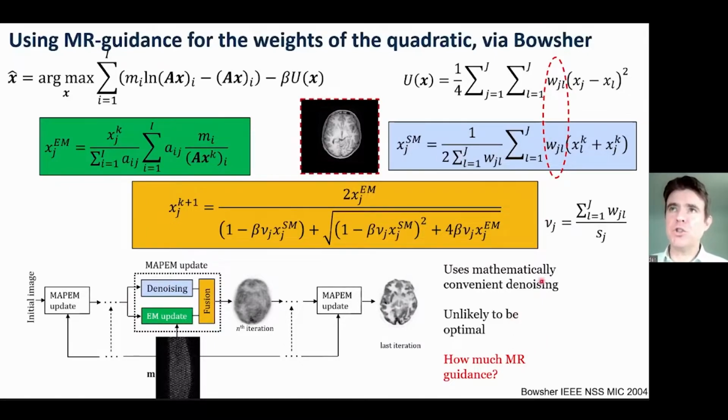But the question here would be how much MR guidance to use, and as pointed out, even for this quadratic prior, that's mathematically convenient, even though that was a challenging problem originally, it's not likely to be optimal. And so this is where deep learning can come in and actually learn what it is that we don't know. I think we're fairly confident with the Poisson noise model and our imaging physics, but when it comes to what prior and penalty to use, it's a bit of a claim to say that quadratic prior will do the job.